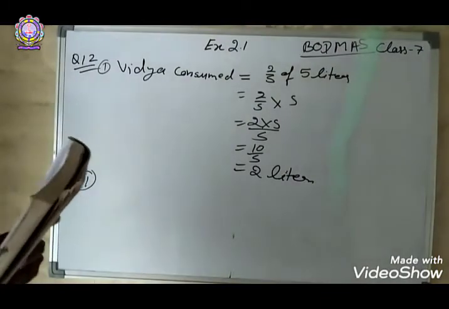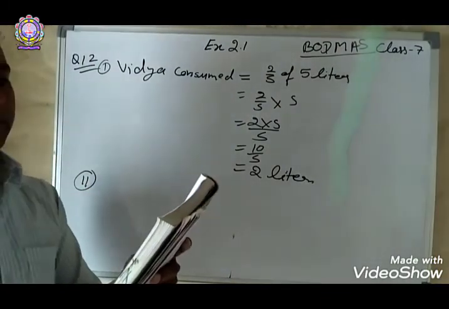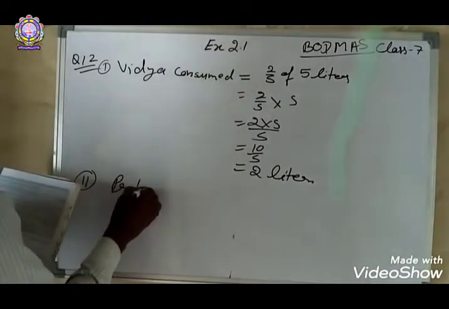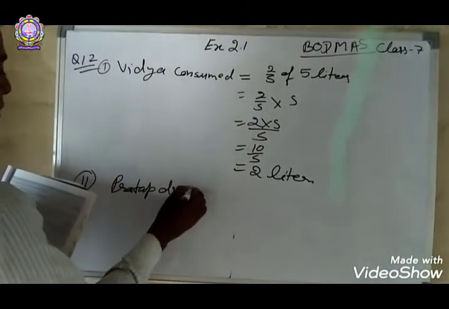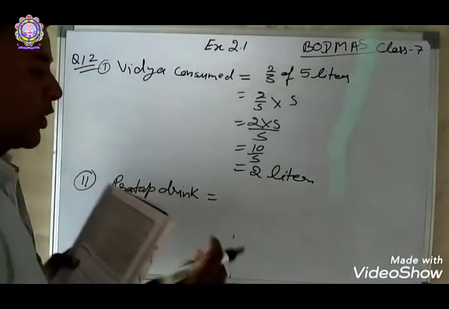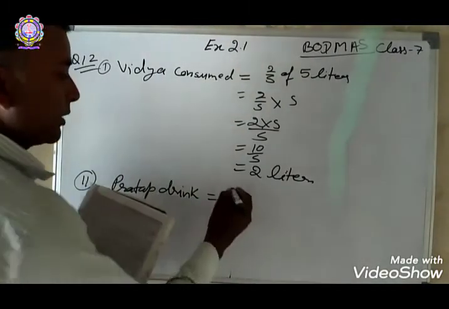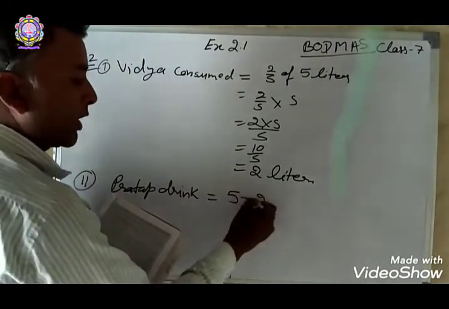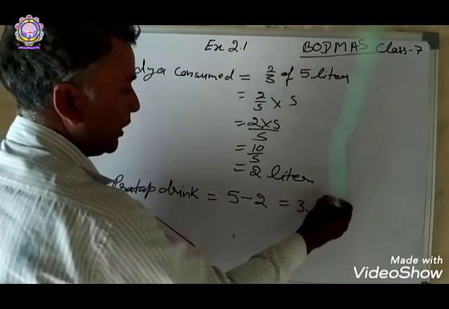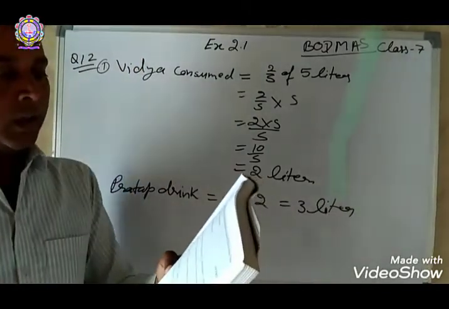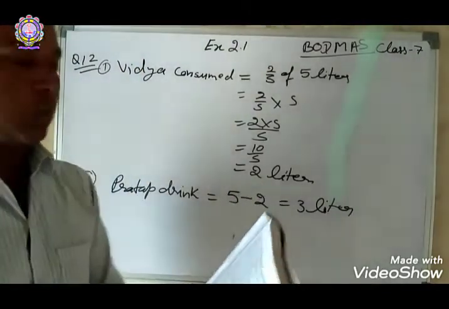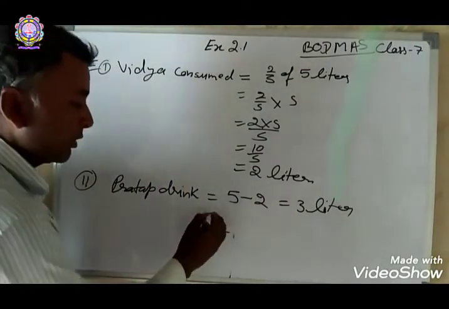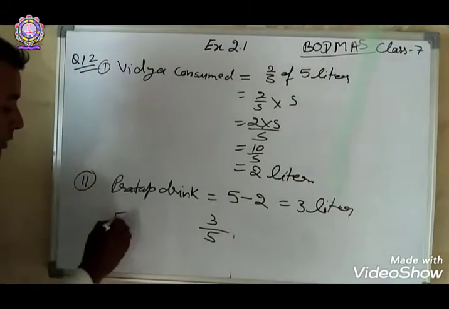Second part: what fraction of the total quantity of water did Pratap drink? Pratap drank, what is the total water? That is 5 liters. And how much did Vidya drink? 2 liters. So subtract 2, we get 3 liters. But the question asks what fraction. So the total is 5, so we write 5 here. And how much? 3. So we write 3 here. This is the fraction.